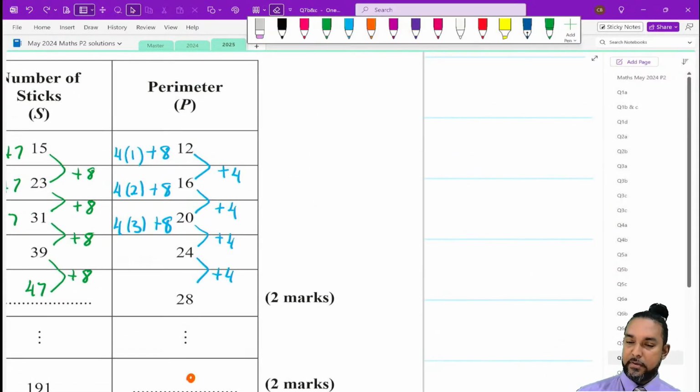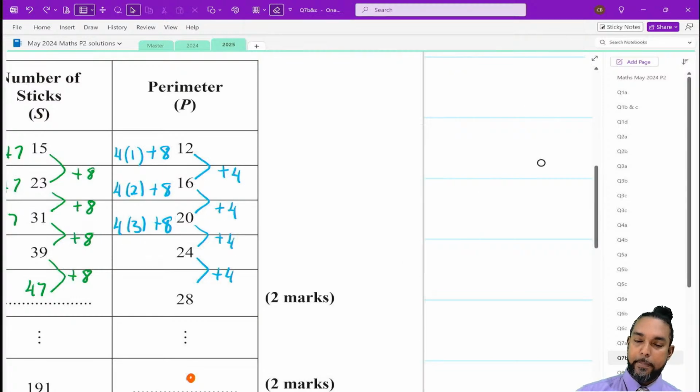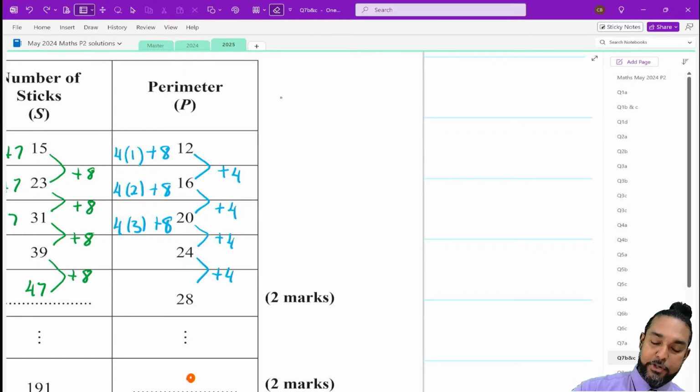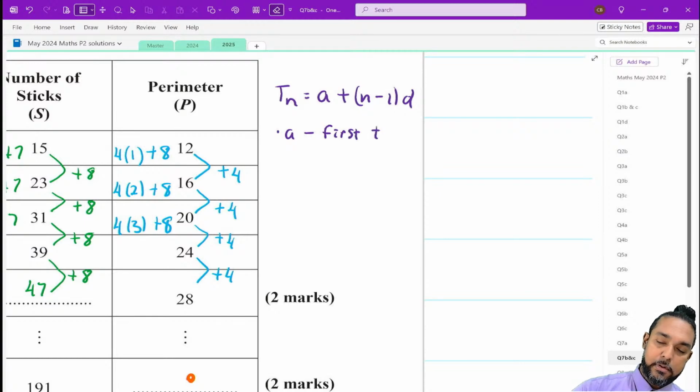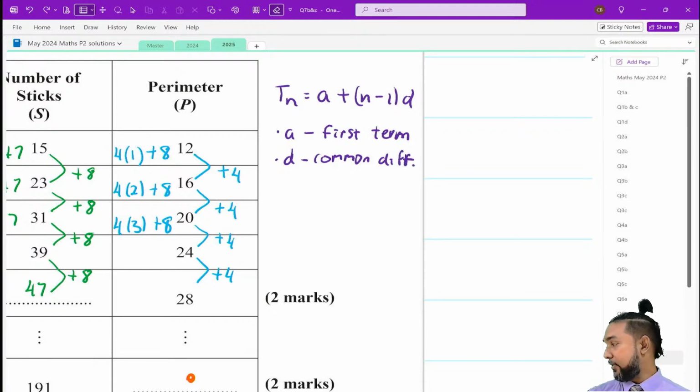Okay, I'll use this darker purple. So the formula you could use is something from AdMaths called an arithmetic progression, or AP formula, for what we call the nth term. And it's a plus n minus 1 by d. I need to explain what a is. So a is the first term, and d is the common difference, which is the amount you have to add every time to go from one number to the next.